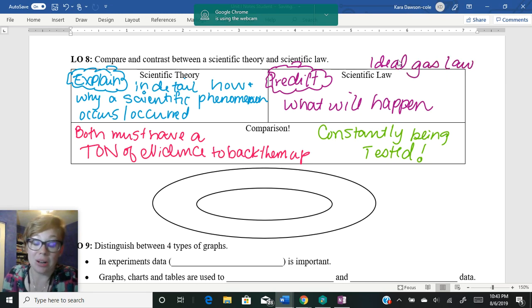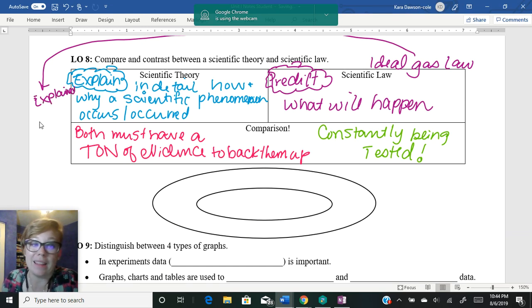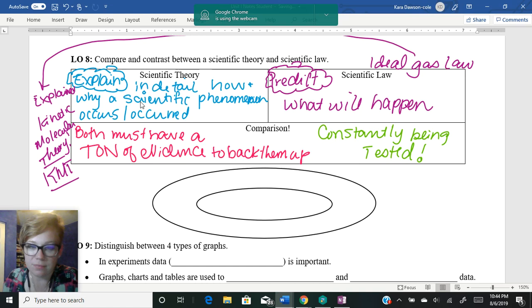Now, this law is explained by the kinetic molecular theory, or as I like to abbreviate, the KMT. I really like to talk about how scientific theories encompass all the laws.